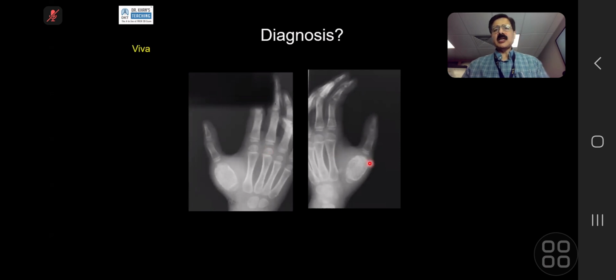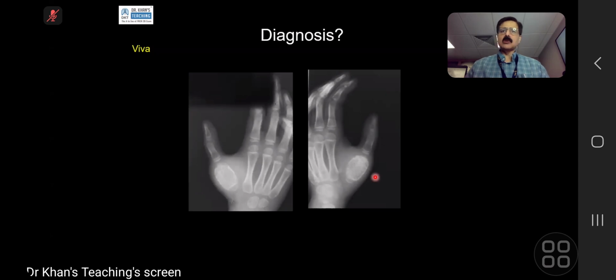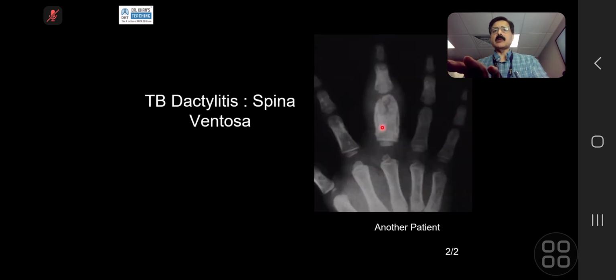Now, what is happening is that this is a particular type of TB in which there is expansion of the medullary cavity. Remember this phrase, expansion of the medullary cavity. It becomes inflated like a balloon. It can be the phalanx, the metacarpal, or the metatarsals also. And the second thing is that there is expansion. So this is another example of spina ventosa.